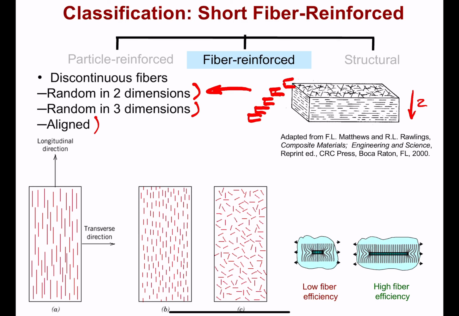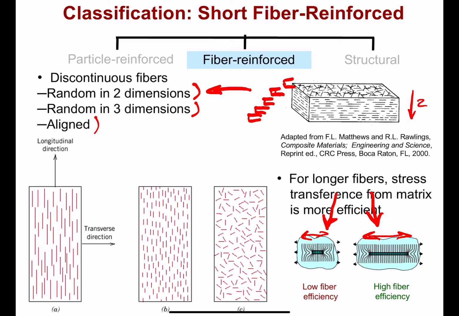And so what we want to consider now are the conditions needed for achieving low fiber efficiency versus high fiber efficiency as a function of the fiber length that we might have as an option. Okay, and so generally, as you might have expected, for long fibers, stress transference from the matrix to the fiber is going to be more efficient. So if we have very long fibers, we're going to be able to more efficiently transfer forces on the composite structure to the fibers within.